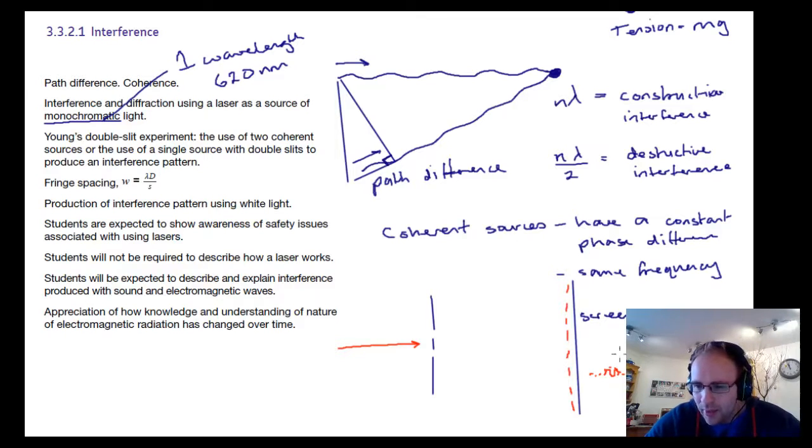So the width of this section here is double the width of this section here, but the spacing of these bright fringes, or these bright spots on the screen, is equal. You don't need to describe how a laser works. It's not stated that you need to derive this equation.